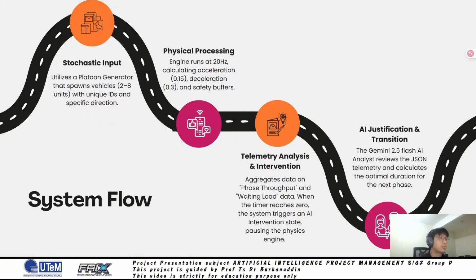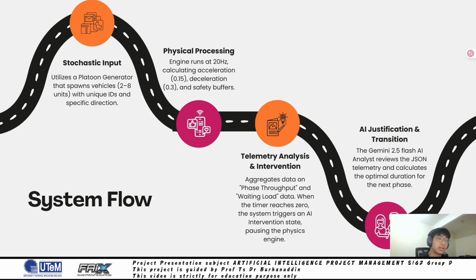Now is the system flow part. Let's see the stochastic input. It is like a pattern generator that spawns vehicles, 2 to 8 units, with unique IDs and specific directions. The physics processing: the engine runs at 20 Hz, calculating acceleration with 0.15, deceleration with 0.3, and a safety buffer.